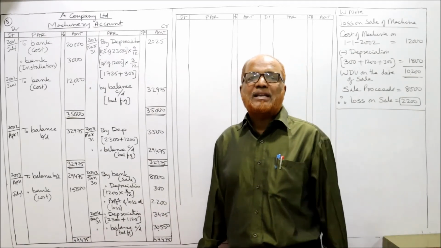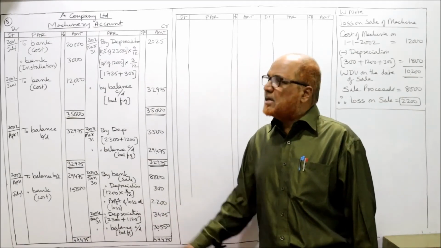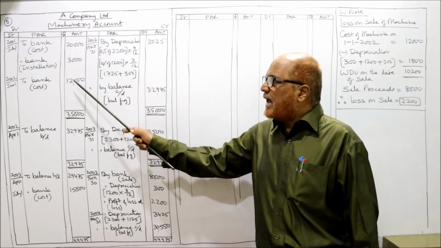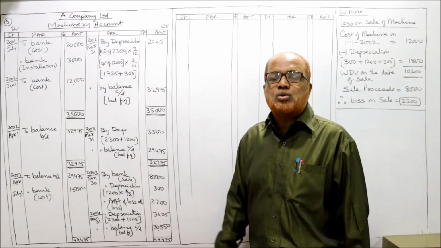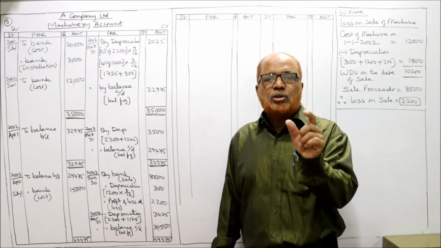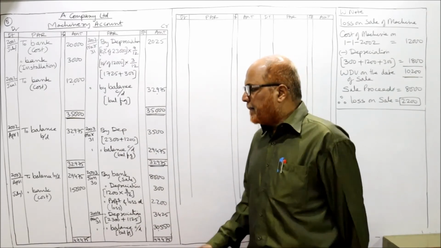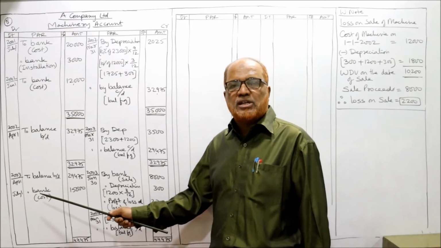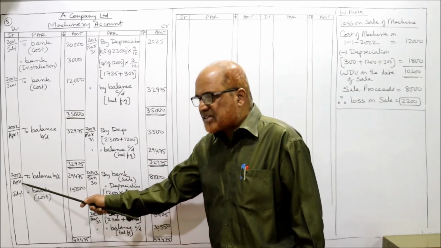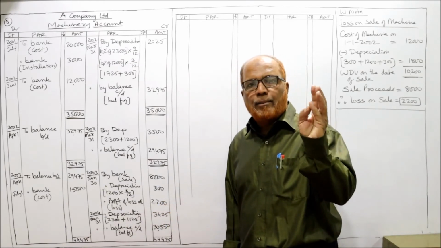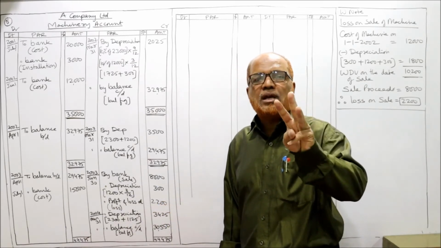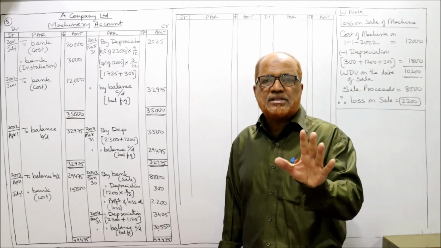Now secondly, we have to provide the depreciation on this machine. The annual depreciation is 1200. 10% of 12,000 is 1200, so 1200 is the depreciation for 1 year. Now we see how many months the machine is used. The year begins from 1st April and the machine is sold on 30th June. So April, May, June, 3 months. 3 months depreciation we require.